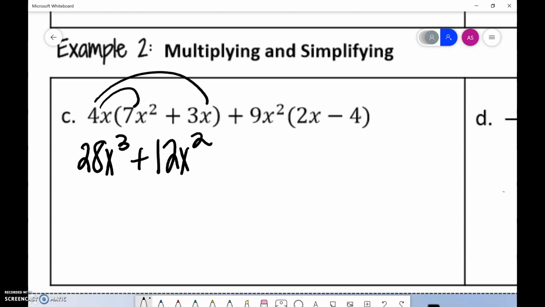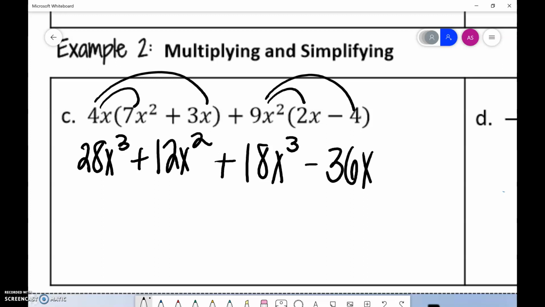So now I'm going to look at this 9x squared, and I'm going to multiply that times the 2x and the negative 4. So I have 9x squared times 2x. That'll give me positive 18x to the third. Notice I'm keeping my sign. When that number is positive, I'm actually writing those plus signs so that I don't forget what they are. So make sure you are writing a sign in between each term. Then I have 9x squared times negative 4. That's negative 36x squared.